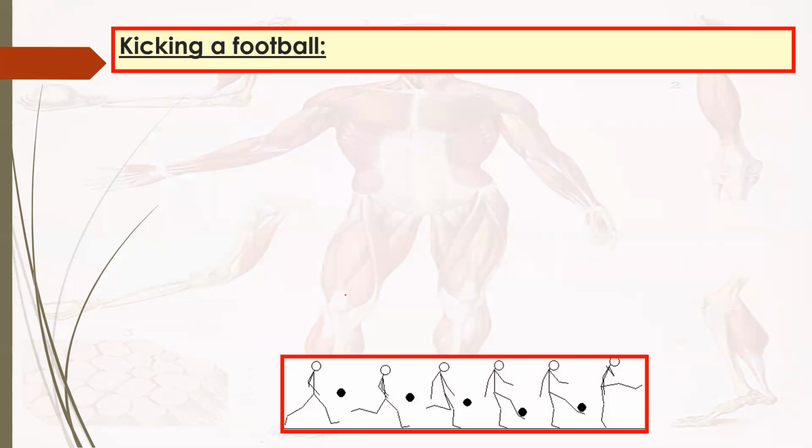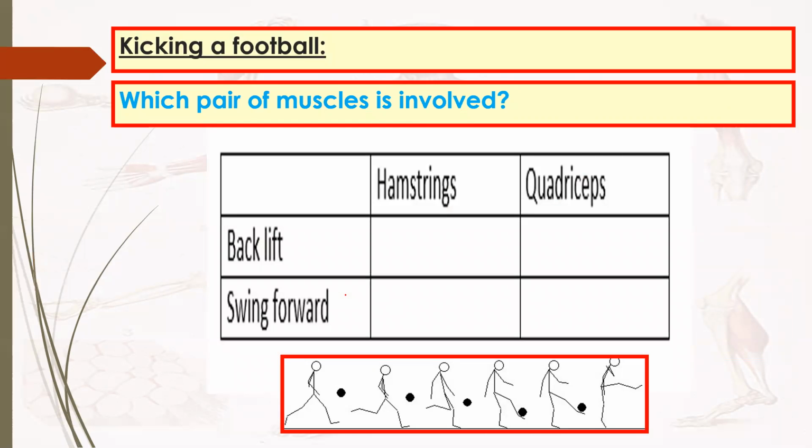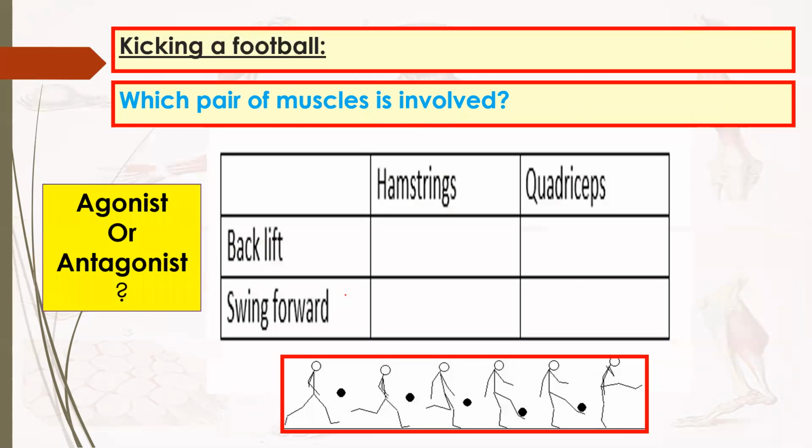Okay, the second one, let's just break it down a little bit. So now we're looking at the kicking of a football. So just to ease our way in, which pair of muscles in the legs is involved in this process? So hopefully we're thinking hamstrings and quadriceps straight away. Now there's two phases to this process. Remember, kicking a football, you draw your leg back first, and then you swing it forward and straighten it. So which muscles are the agonist and which ones are the antagonist during that back lift phase? And then which ones are the agonist and which one's the antagonist for that swinging forward, that extension phase?